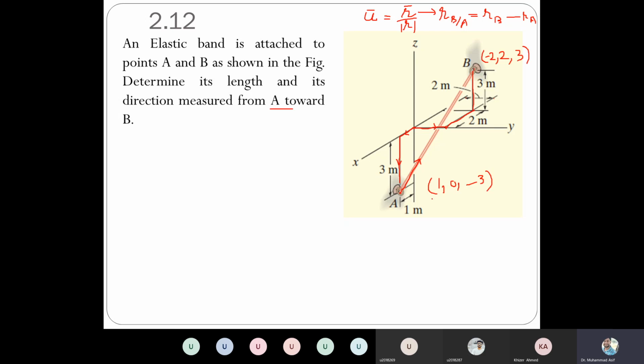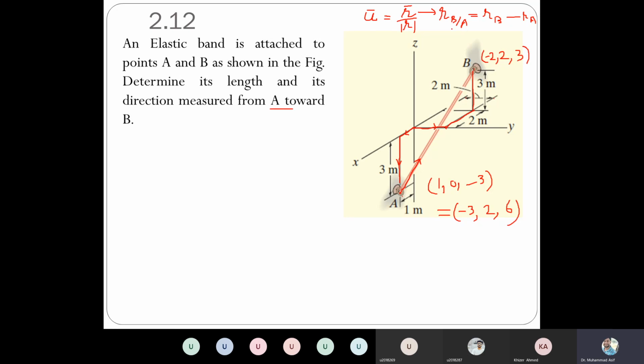So that's the position of point A. Now how to figure out that position vector? We have to subtract RB minus RA. So what will be that value? Minus 2 minus 1, minus 3, right? Similarly 2 minus 0, 2, right? And then 3 minus 3, that will be plus 6. So this is the position vector RB/A, position of B with respect to A. So this is in vector form, that means minus 3i plus 2j plus 6k. So that's the position vector.